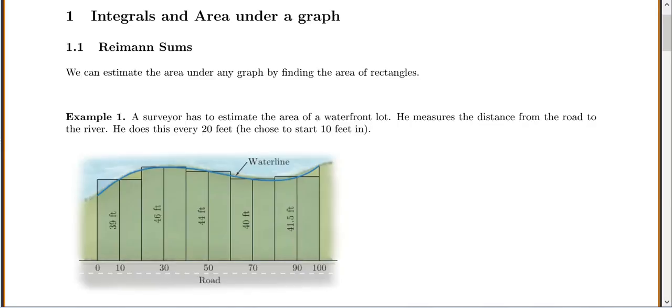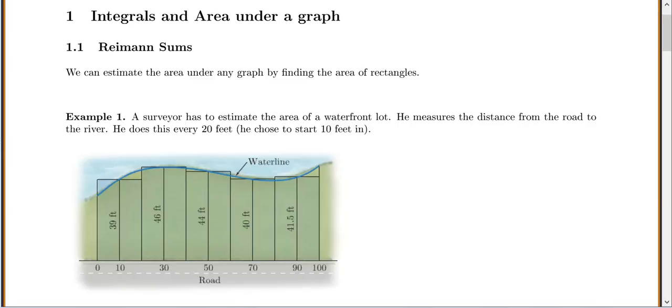If a surveyor has to estimate the area of a waterfront lot, he's not going to have a formula for this lot. He's not going to have a formula for this water line here that's a nice curve. What he could do is measure the distance from the road to the river, say, every 20 feet. If he wanted to be more accurate, he could do it every 10 feet.